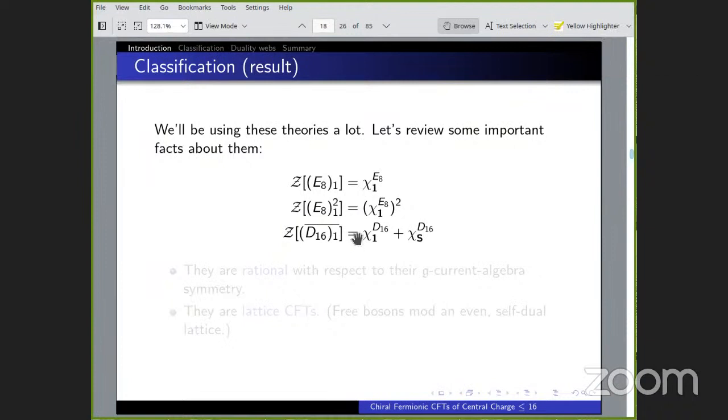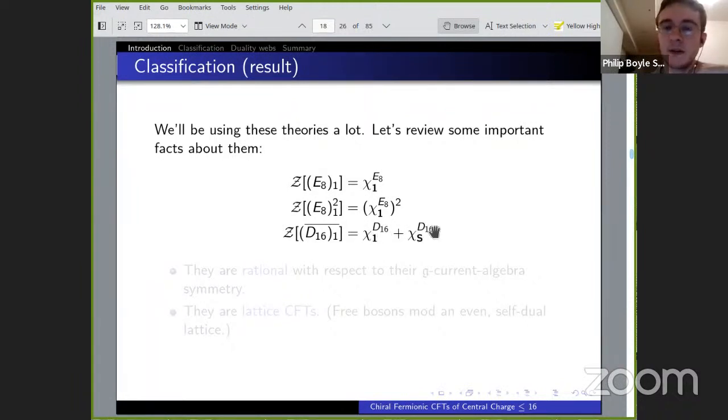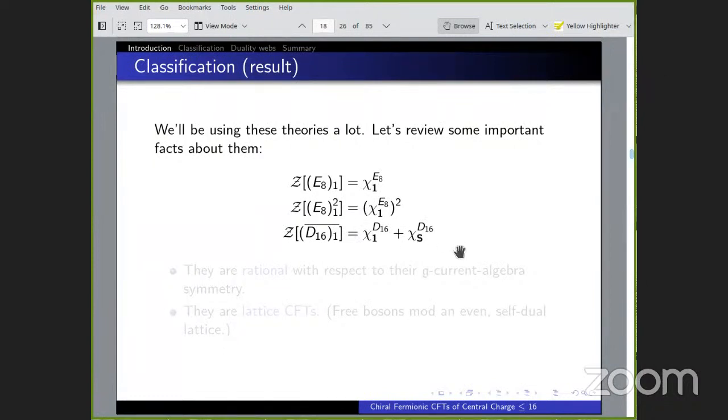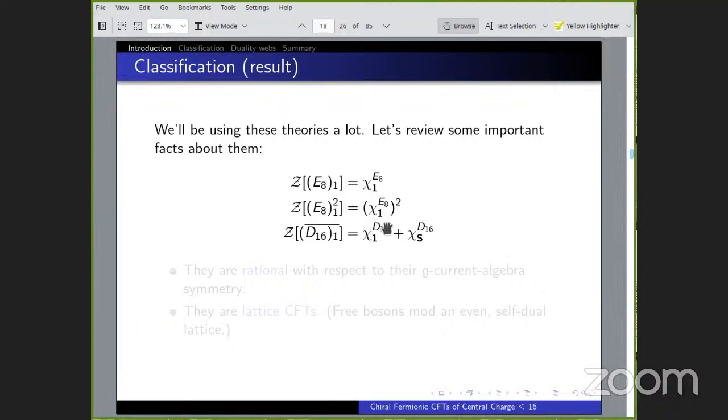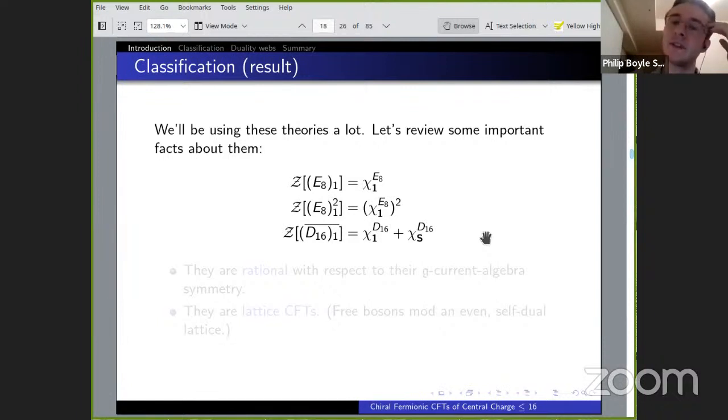In general, when you have D_n, all the level one characters, which are chi-1, chi-s, chi-c, chi-vector, all four of these characters can be written down explicitly in terms of theta functions. That's basically because theta functions are the partition functions of free fermions, and free fermions have D_n symmetry. If you have 2n Majorana fermions, then you have D_n symmetry, so you have D_n level one symmetry. That means that the D_n level one characters are related to partition functions of free fermions, which are just powers of theta functions.